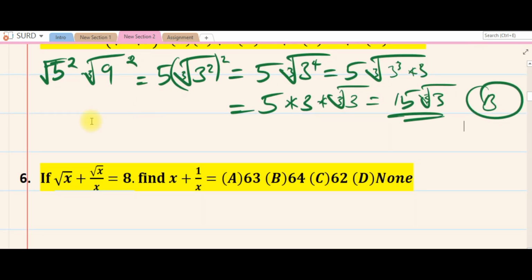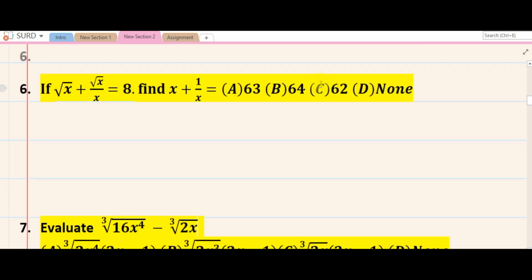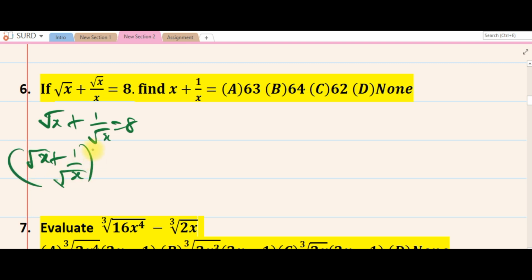So the next question, we are asked, if that equals 8, we are asked to find x plus 1 over x. You quickly notice that root x over x is 1 over root x. Check it. If you rationalize this, you get this. Or rationalize this, you get this. So again, since we are looking for x plus 1 over x, seems we need to square so that it will remove the square root. So I square both sides.